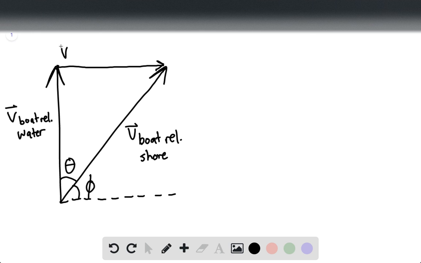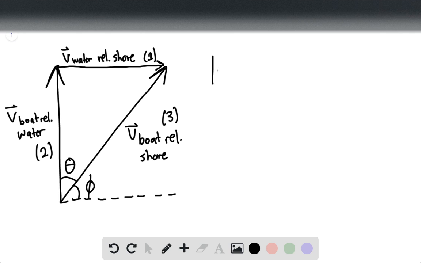And then we can say that this velocity is the water relative to the shore. We're going to label this as vector 1, this as vector 3, and then this as vector 2.